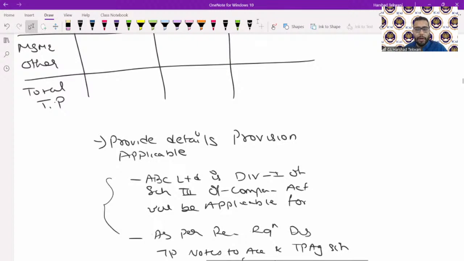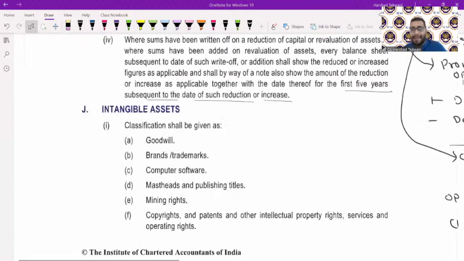Then let me move forward. Okay, next item was intangibles. Remember, plant, property, equipment, then intangibles. Now we'll discuss the intangibles. Okay, intangibles, what are the classifications? Goodwill, brand, trademark, computer software, mastheads and publishing titles, mining rights, copyrights.